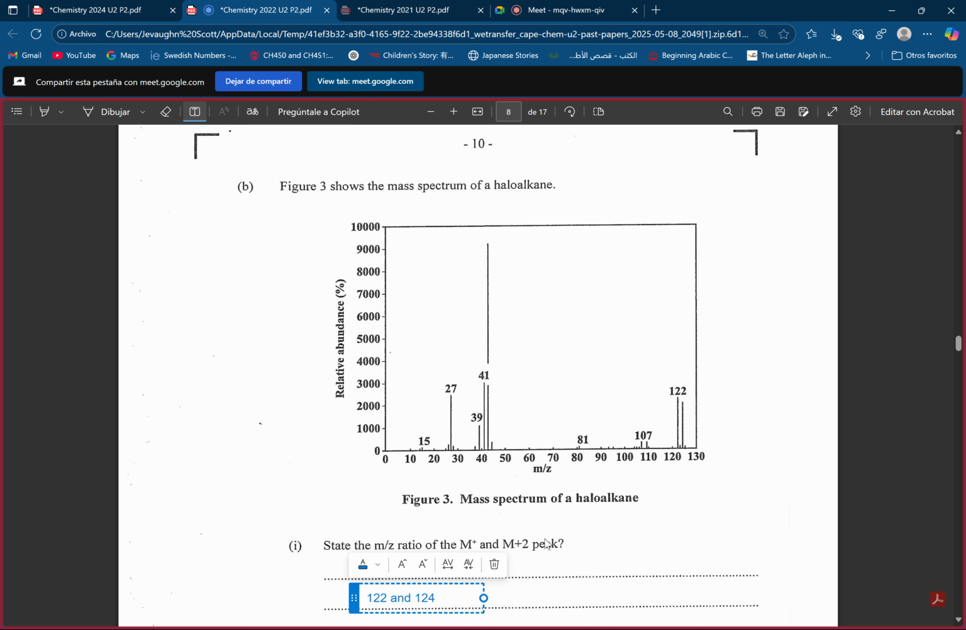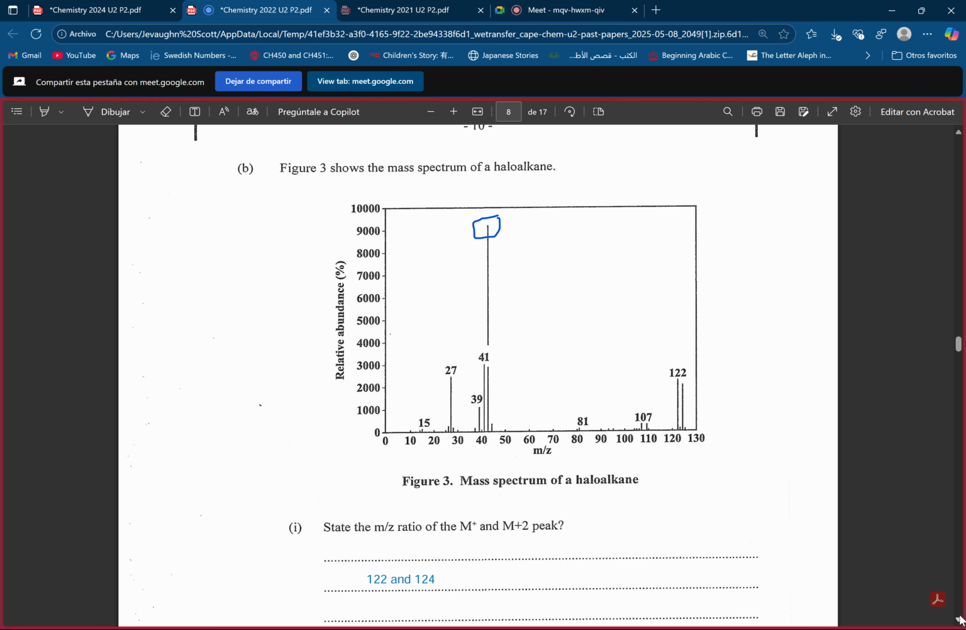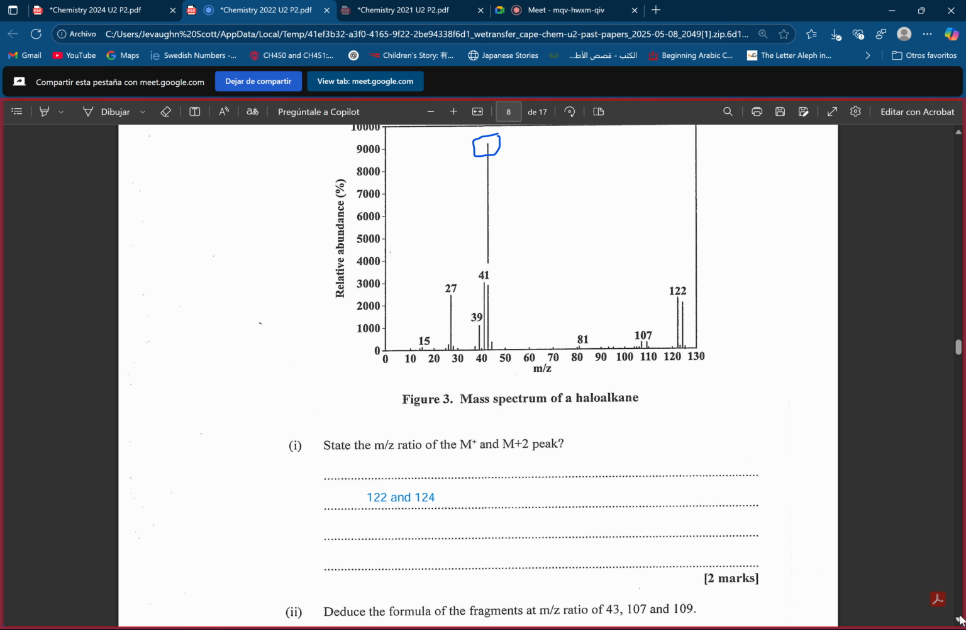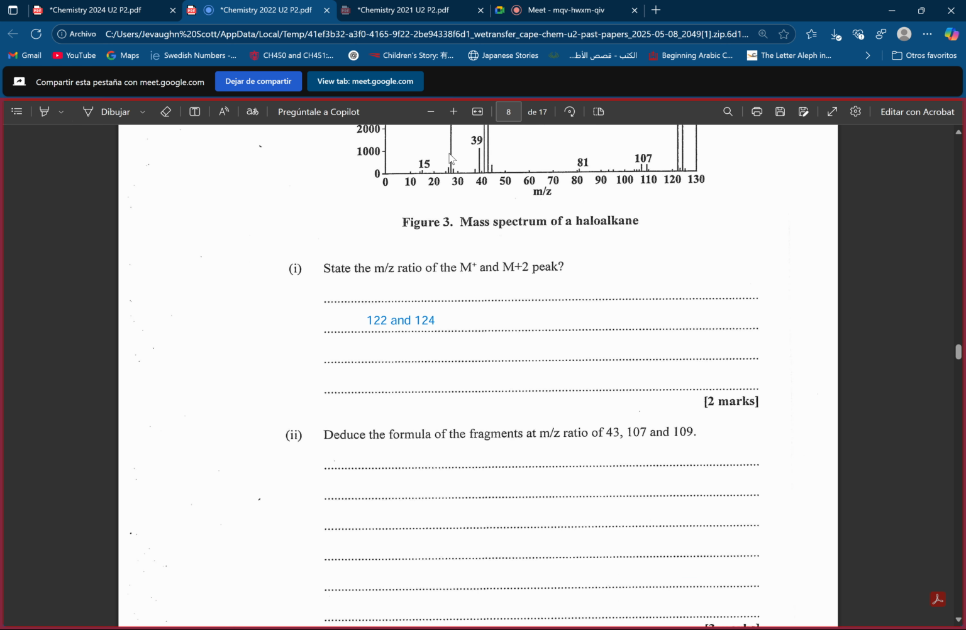Okay. Lovely. And we say module 2 hard. Look at that. You sure the M plus is 122 and we're sure the M plus 2 is 124? If that is the case, so what is this up here? What is this long line up here? What is that called? Okay, so let's try not to mix them up. The base peak.